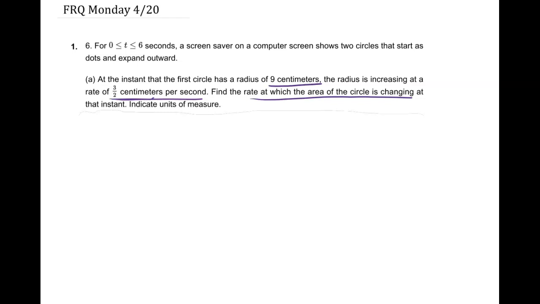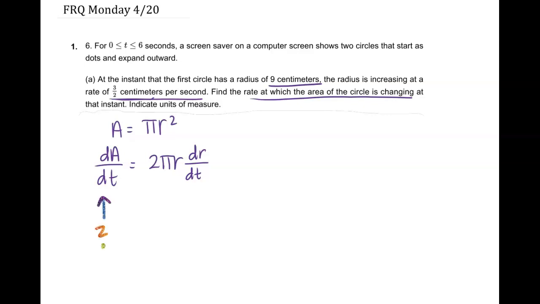So whenever we have time here, centimeters per second, changing at that instant, this is related rates. So we'll start with the area of a circle. Area equals pi r squared, and we will differentiate with respect to time all the way across. dA/dt equals 2 pi r dr/dt. And we know that rate of change of the area is what we're trying to find. Radius is 9. dr/dt is 3/2.